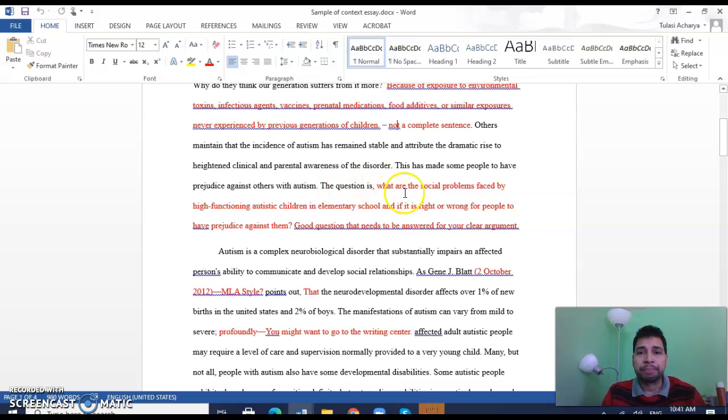Okay. And again, here: what are the social problems faced by high functioning autistic children in elementary school, and if it is right or wrong for people to have prejudice against them? That's a very good question. Maybe this could be a good question for you. This is a very good research question.